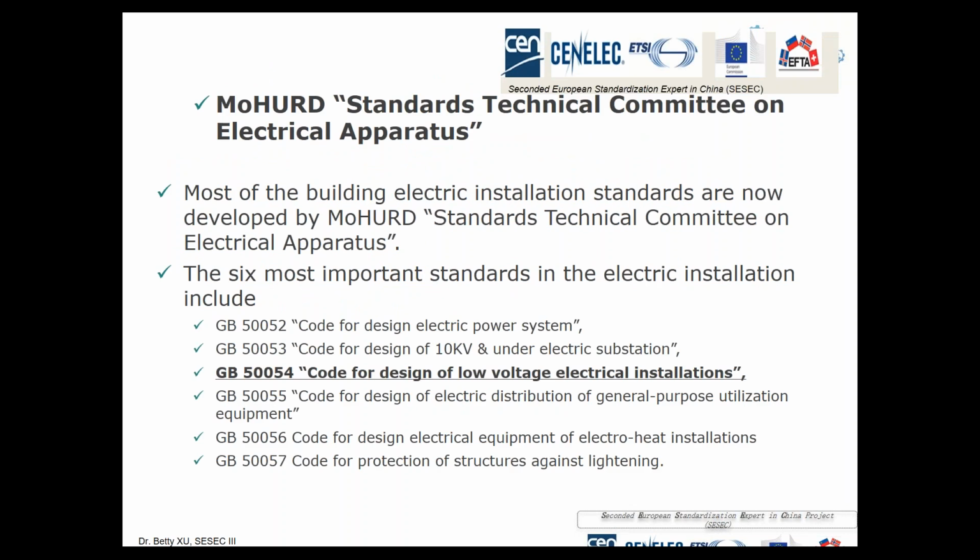The reason is that in China there are two coexisting installation rule-making organizations. Besides TC205, there's another one named MAHAT, the Standards Technical Committee on Electrical Apparatus. Most of the building electrical installation standards are now developed by this technical committee. I list the 6 most important standards in the electrical installation rules, like GB 50052, GB 50054, GB 50055. Basically, these 6 standards are the fundamental China electrical installation rules.